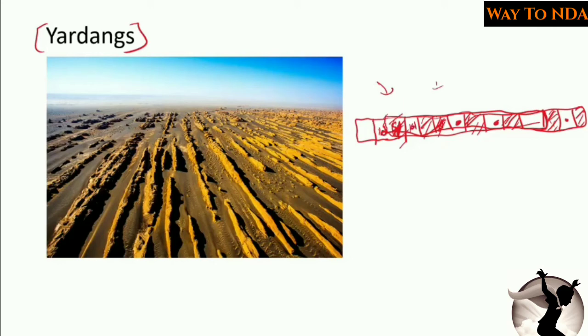This is the same thing with the Yardangs. These Yardangs were the hard rocks which did not get eroded, but in between they were made up of smooth rocks which got eroded very easily. When the winds were blowing in this direction, they eroded the softer rocks. But the hard part, here you can see, did not get eroded easily.